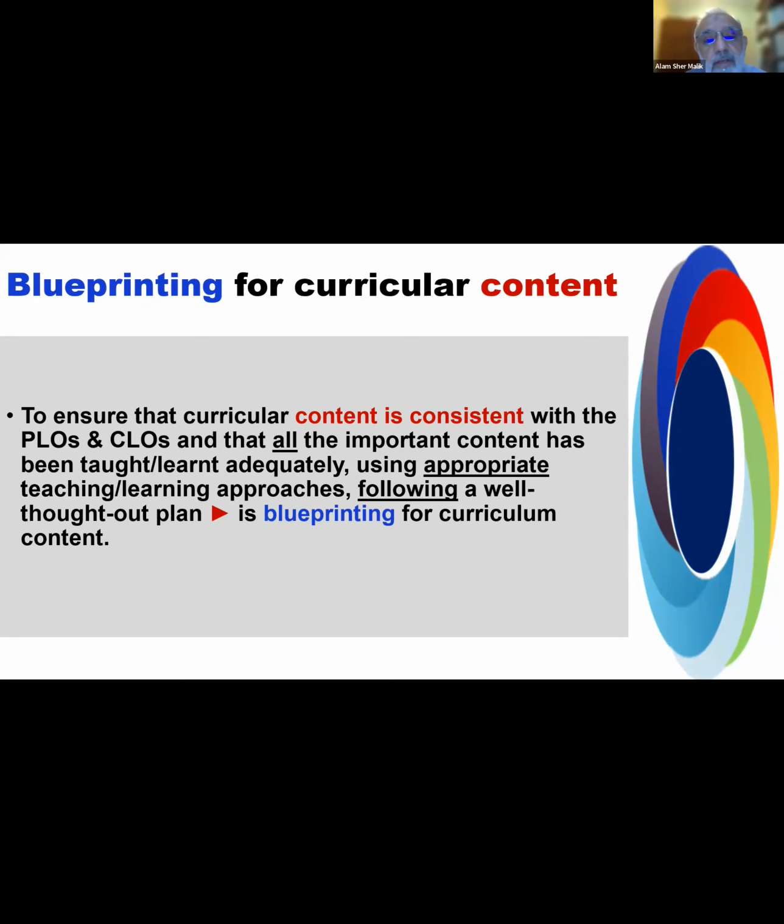It ensures that curricular content is consistent with the PLOs and CLOs. As I mentioned earlier, because now we mainly follow outcome-based education, it is the outcome which decides everything in the curriculum, whether it's the content, the teaching learning method, or the assessment. So blueprinting plays a major role in combining and aligning all these components.